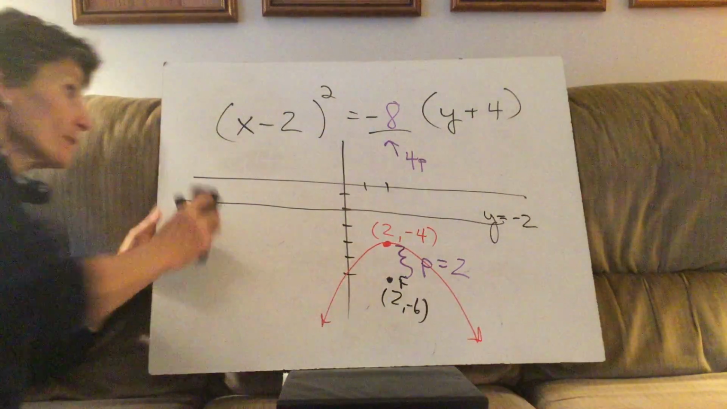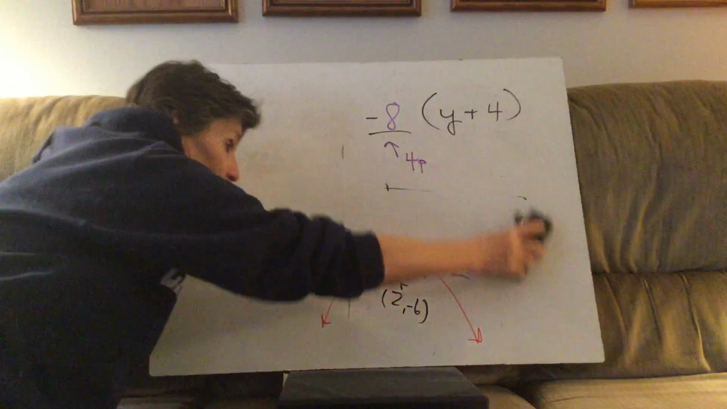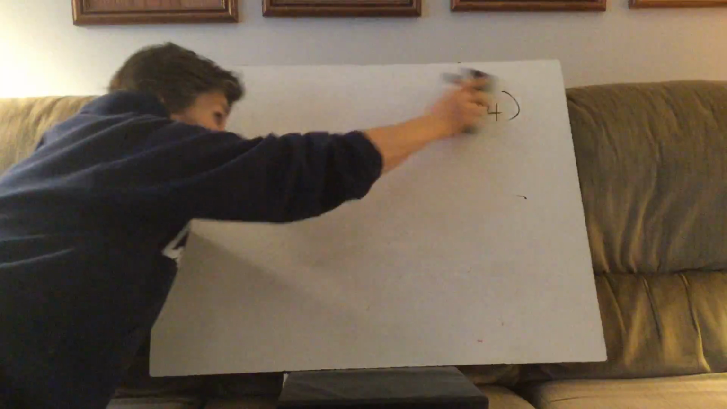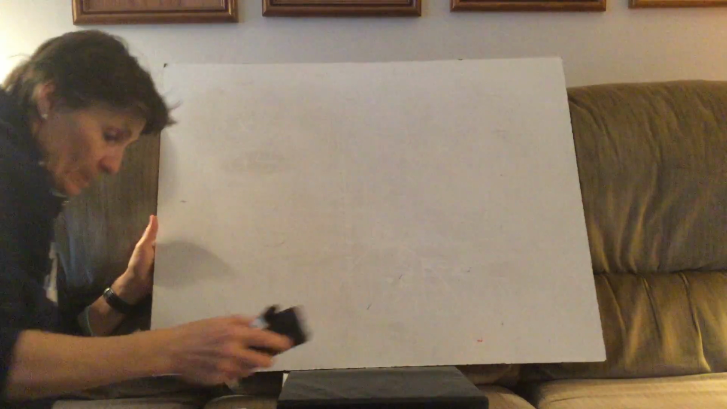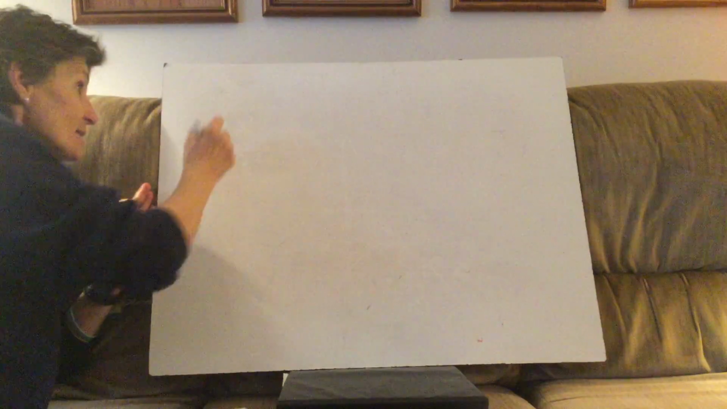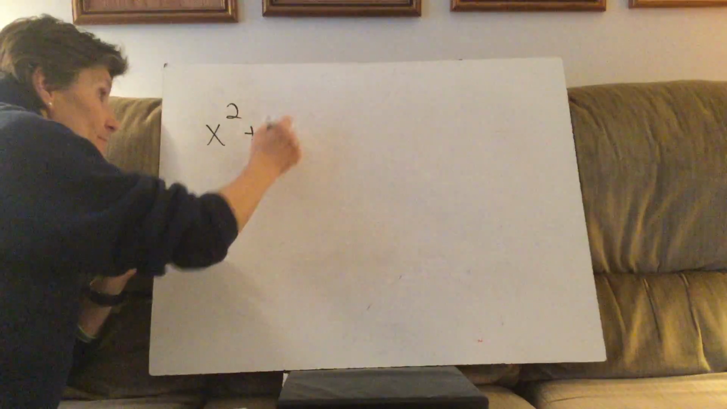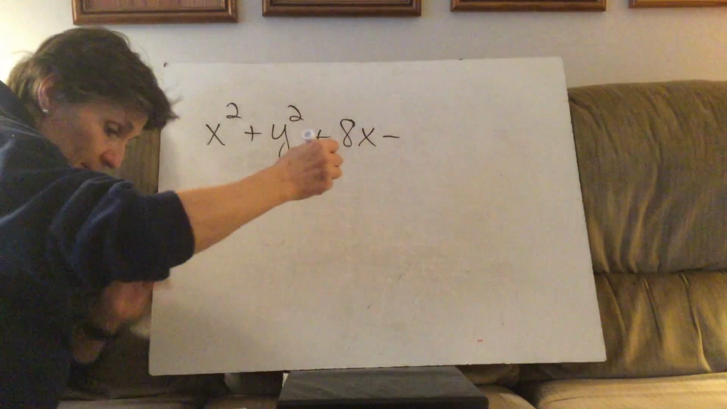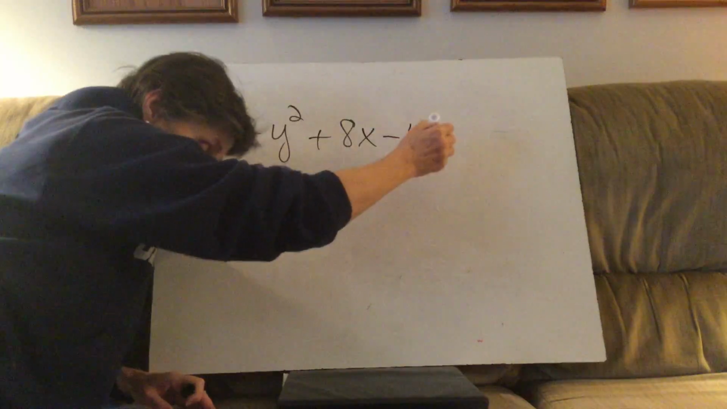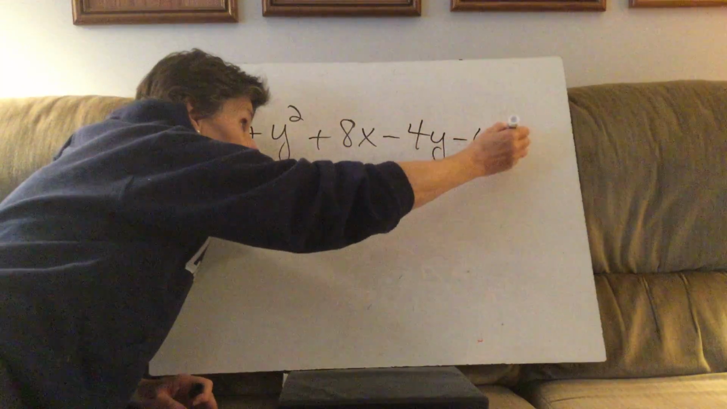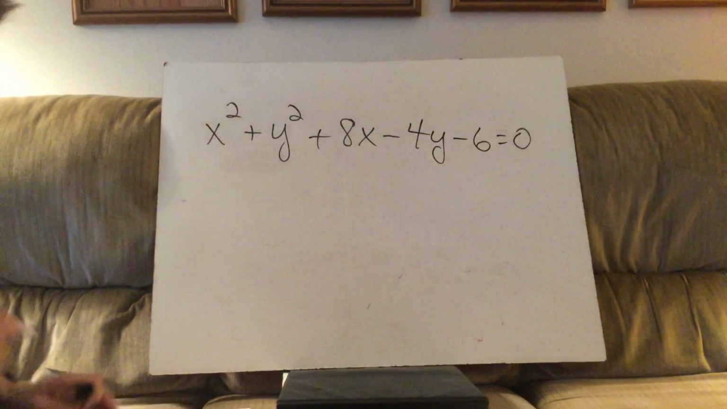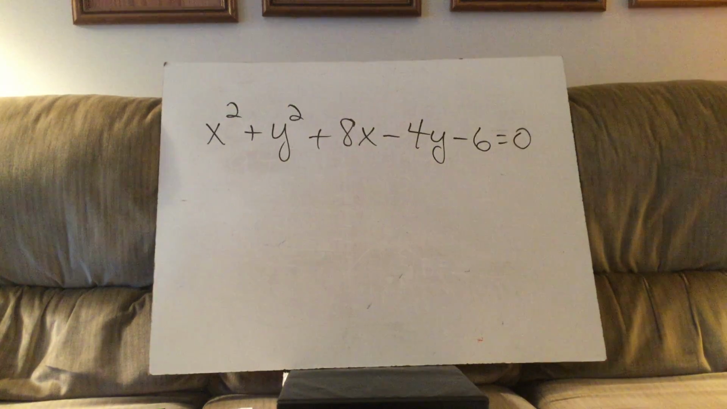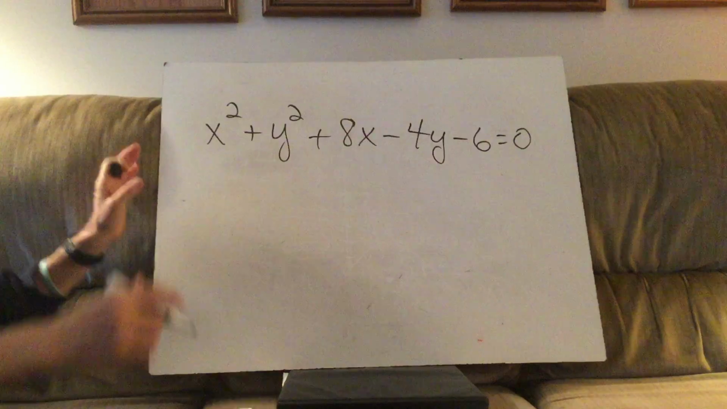Okay, so now we're ready for problem number 2. Problem number 2 says we have a circle and we are going to find its center and its radius. All right, so you recall that means we're going to do some completing the square.